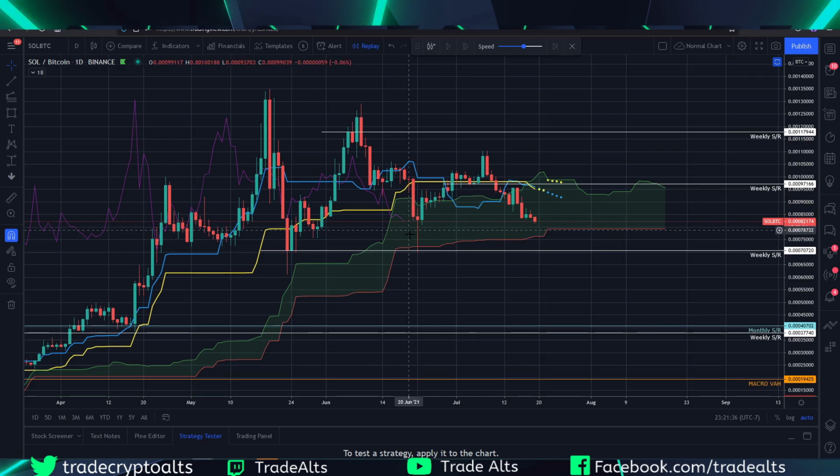If anything, when you're in the cloud like this, you could be chopping around here for a while until you exit one way or the other. And looking at how things are, if we lose the cloud, it could get pretty ugly.